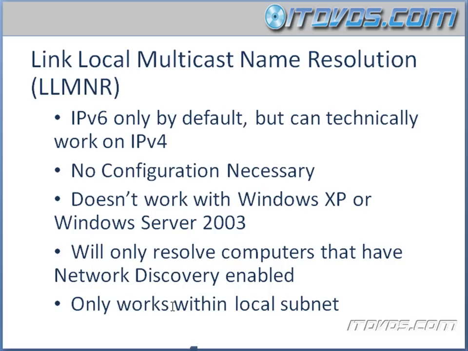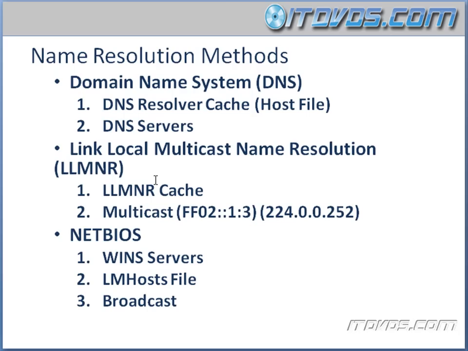Also, this only works within the local subnet. So if you've got multiple subnets, you're not going to be able to use LLMNR to resolve one computer that's in a different subnet from a computer that's in another subnet. So you can see that's why this isn't very scalable at all. It's just a very simple way of resolving names, and it's really the response to NetBIOS's inability to work with IP version 6.